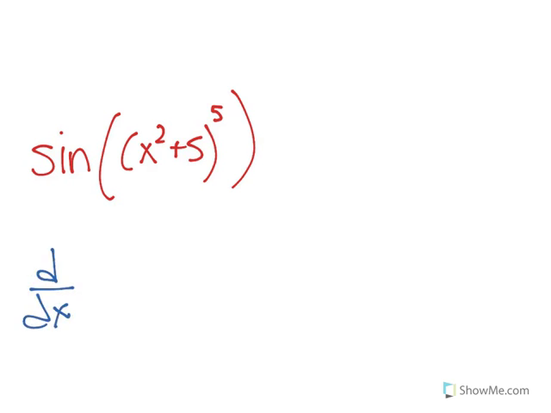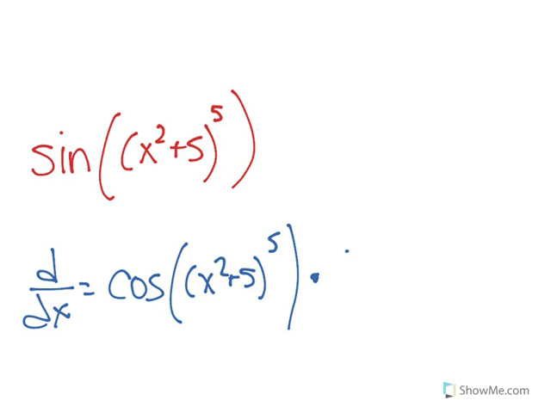So if we have the sine of x squared plus 5 to the fifth, I'm going to start on the outside function. The derivative of sine is cosine. So I just do that one first. Times the derivative of something to the fifth, which is 5 something to the fourth, times the derivative of the inside function, which is 2x.